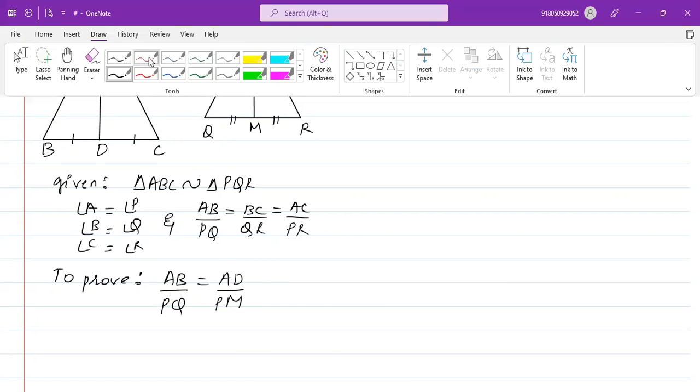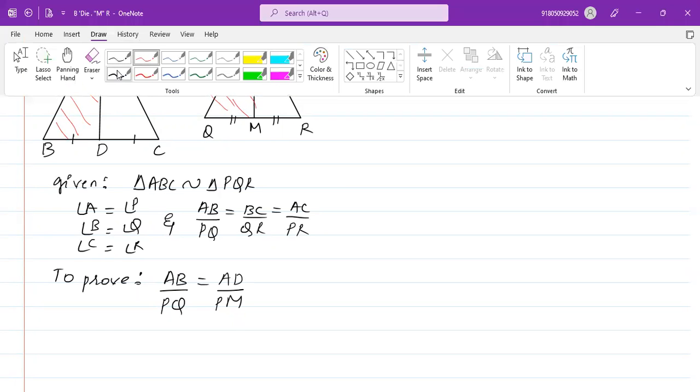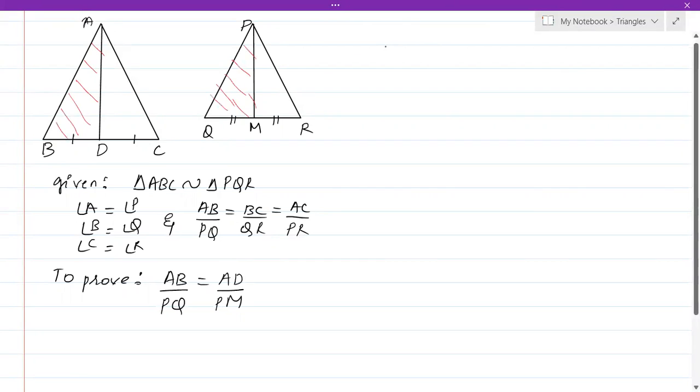Let me shade with a different one. So it is ABD, this triangle. Okay. And PQM is this triangle, because it has got PQ and PM in it. So if we prove the shaded triangles are similar, then we'll get the required thing. How will we do that? So if you observe one angle in the triangle, first let's prove it like this.